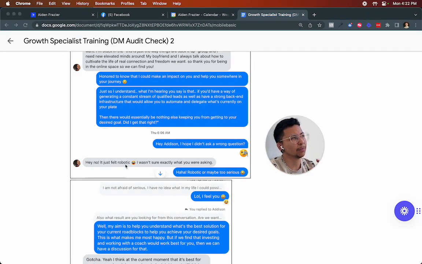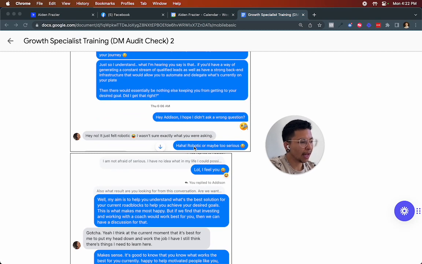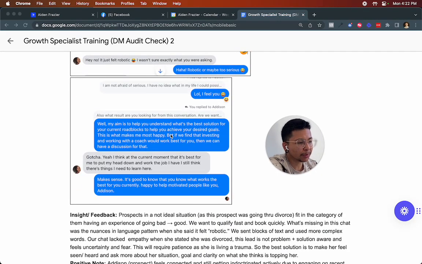So right there, it's almost like we kind of broke the space of the trance, if you will, of the leverage and opportunity. So in saying "haha robotic" or maybe too serious, this growth specialist was trying perhaps to lighten the mood, and then the person, Addison, ended up replying and confirming what was going on for her. And we have here the growth specialist saying, "My aim is to help you understand what's the best solution for your current roadblocks," because this person, Addison, ended up at this point of the conversation asking, what is the ulterior motive? What are your intentions from this conversation, etc.